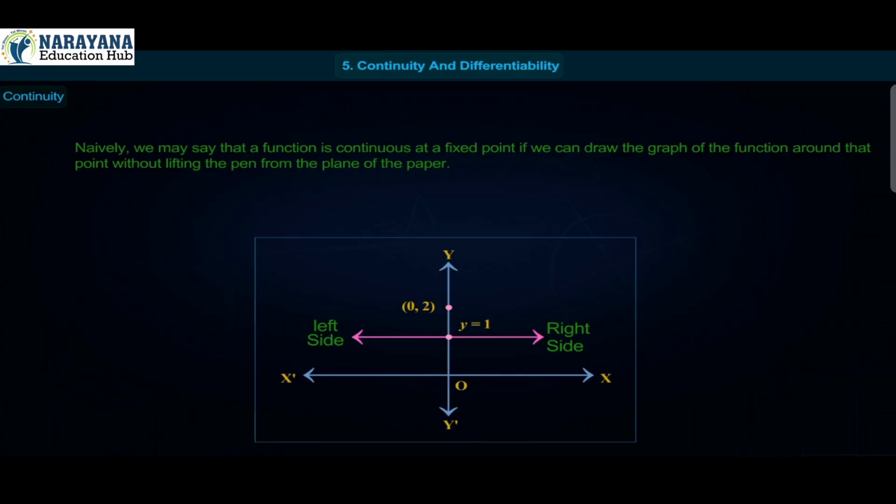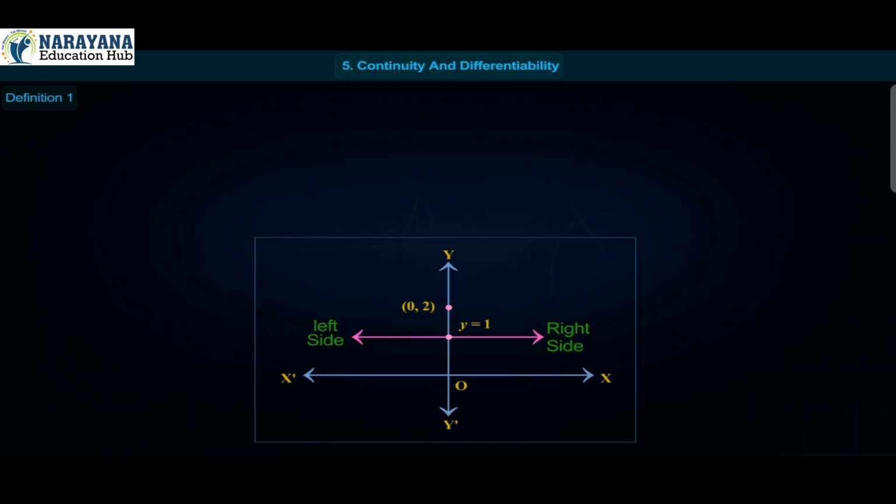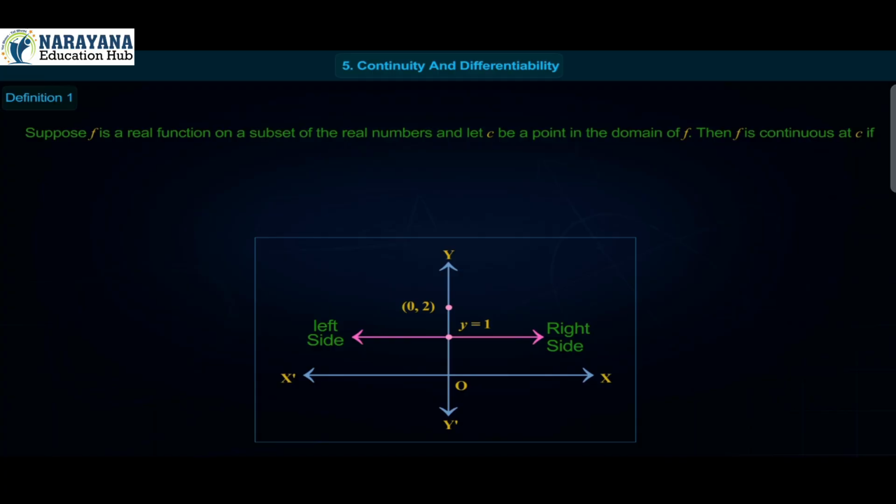Naively, we may say that a function is continuous at a fixed point if we can draw the graph of the function around that point without lifting the pen from the plane of the paper. Mathematically, it may be phrased precisely as follows. Definition 1. Suppose f is a real function on a subset of the real numbers and let c be a point in the domain of f. Then f is continuous at c if limit x tends to c of f of x is equal to f of c.